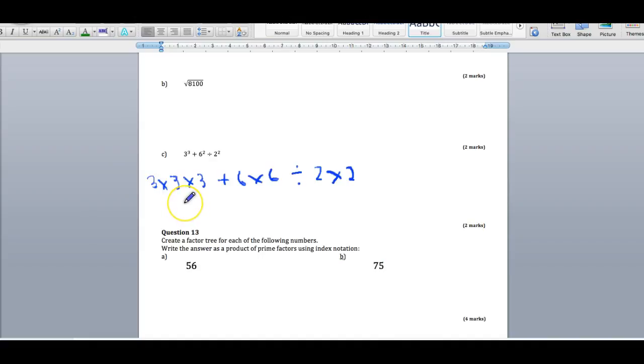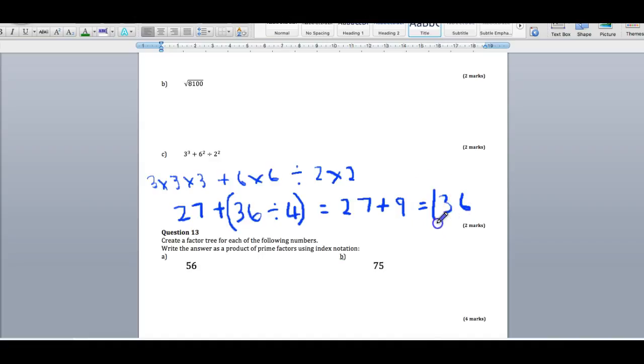Okay, so 3 times 3 is 9. Then 9 times 3 gives you 27. 6 times 6 is 36. And then 2 times 2 is 4. Now, unfortunately, if you did this, some of you forgot that you had to do this one first. So it's actually 27 plus 36 divided by 4, which is 9. And your final answer is 36. We'll just put a box around the final answer. So just don't forget your BODMAS.